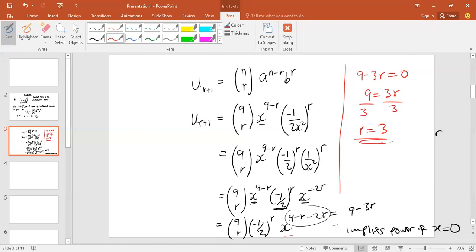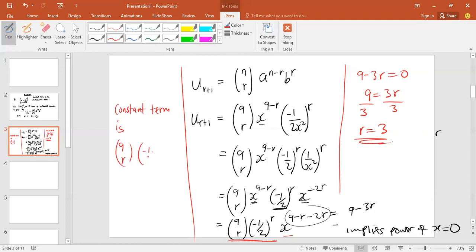So it means it will be x to the power 0. Then any number to the power 0 is 1. So we'll just remain with the value of r, so that we can find our constant term. So our constant term is, we'll just get this because x we have gotten rid of. So our constant term is 9 combination r, then negative half raised to the power r. Then we can substitute what our r is. So it will be 9 combination 3, then negative 1 over 2 to the power 3.